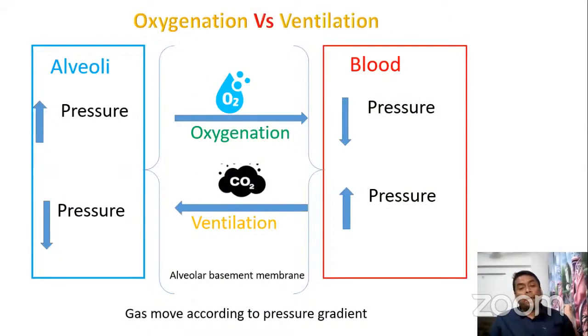So we all know that gas moves from high pressure to low pressure. During oxygenation, oxygen moves from the alveoli to the blood, as the partial pressure of oxygen is higher in the alveoli than the blood. And during ventilation, carbon dioxide moves from the blood to the alveoli, as the partial pressure of carbon dioxide is more in the blood than the alveoli. So we can see here the movement of gas during oxygenation and ventilation happens in opposite directions.